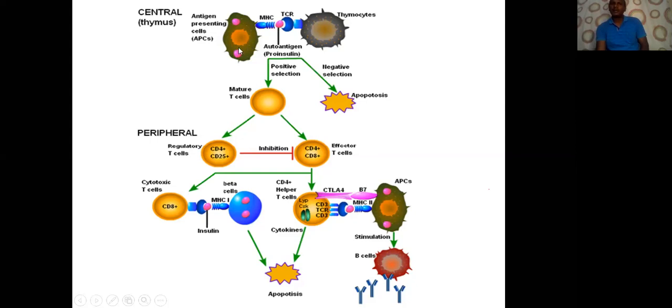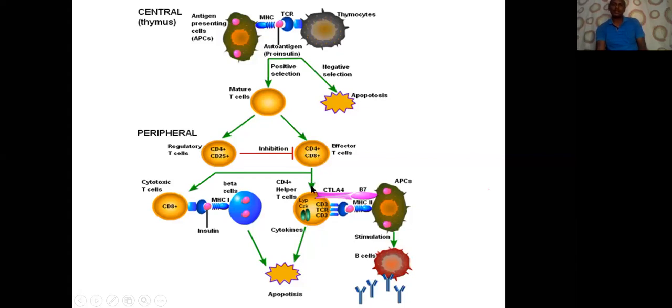So in the thymus, you have the macrophages. These macrophages present the insulin as an antigen to the thymocytes, the T cells, and that is proinsulin. Then you have mature T cells, so you will have CD4 cells or CD8 cells. The regulatory part we are not going to discuss. This part only we are going to discuss. So CD4 cells and CD8 cells.